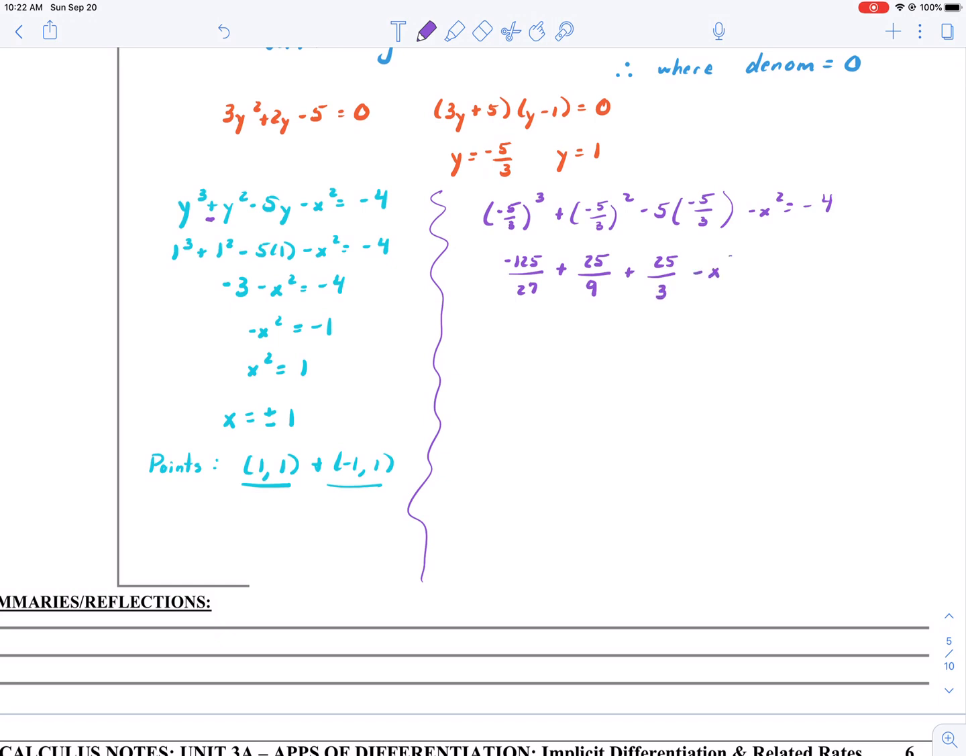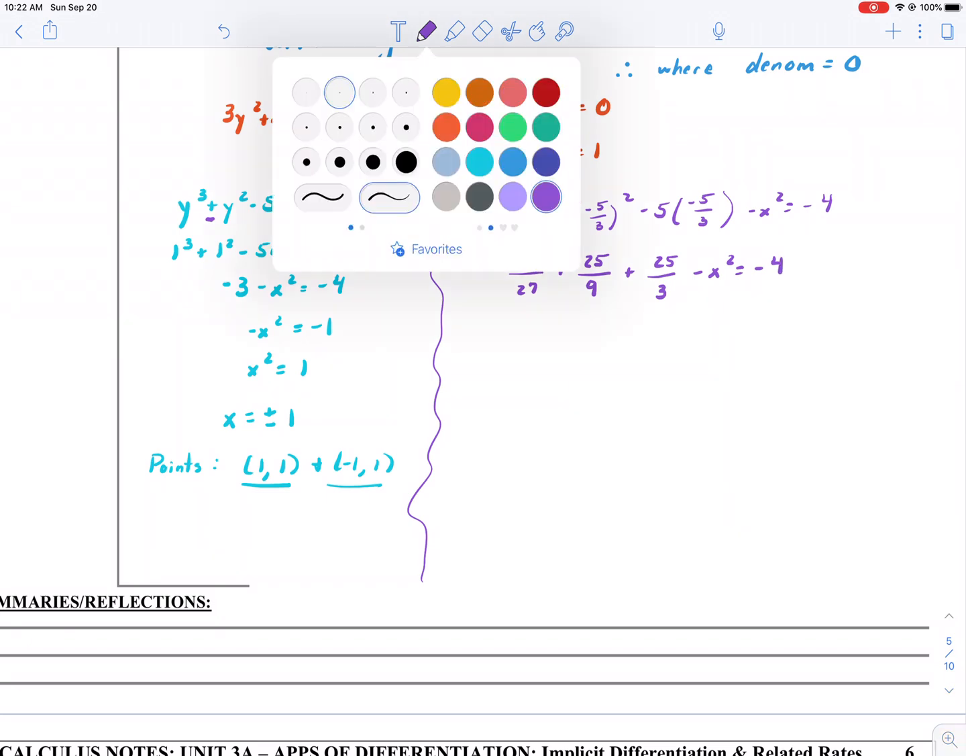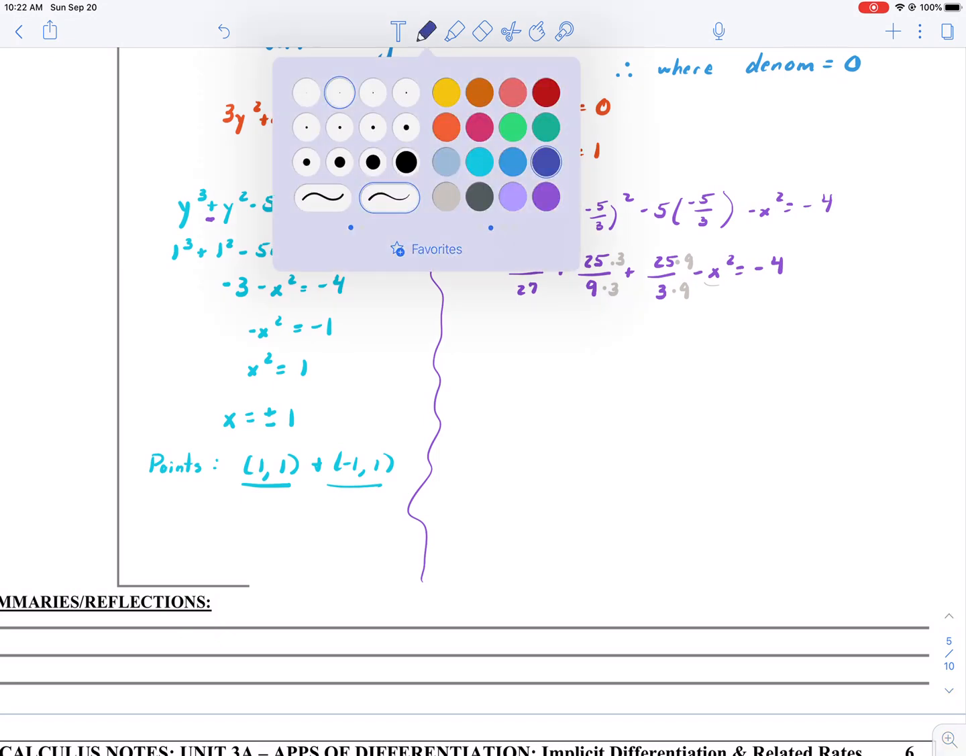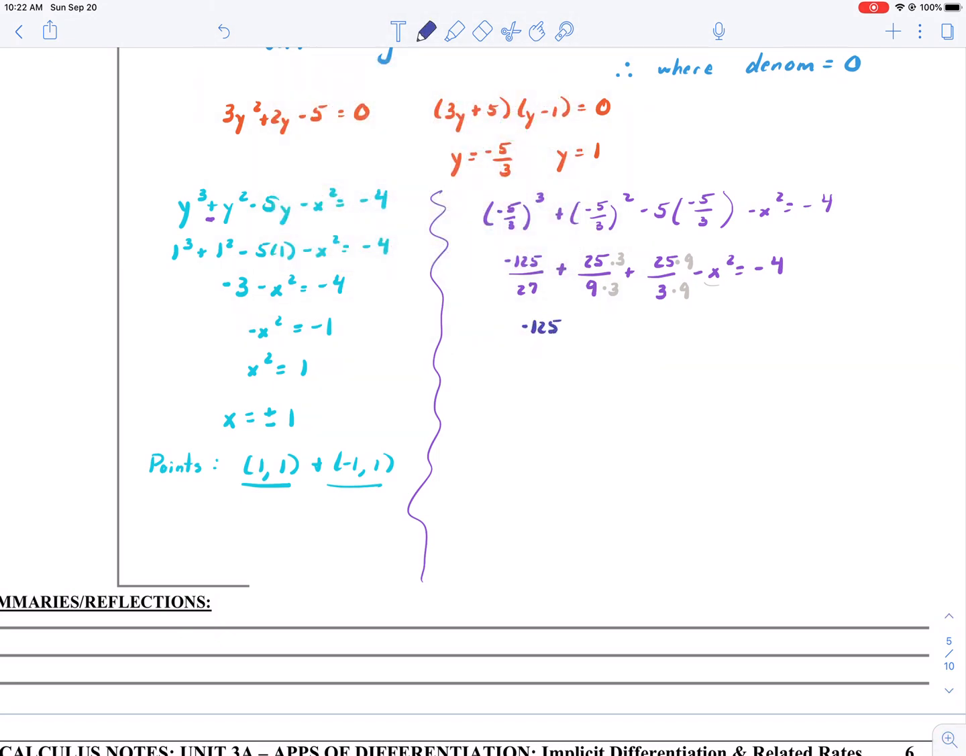Then I've got minus x squared is equal to negative 4. That looks pretty intimidating, just sitting there as is, but the common denominator piece isn't going to be super hard. The 27 is going to be the common denominator. So if I multiply those by 3, and if I multiply that times 9 and that times 9, I'm going to get the common denominator that I want. I just have to deal with the x squared. So let's go back. I'm going to end up with negative 125 plus 75 plus, and then 25 times 9 is 225. All of that is over 27, and I still have the minus x squared.